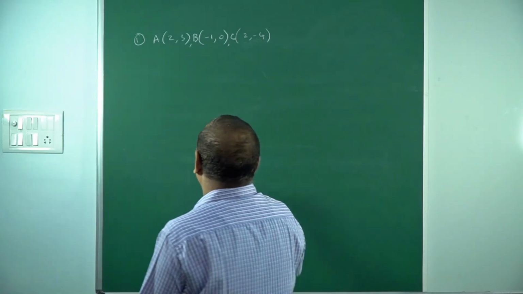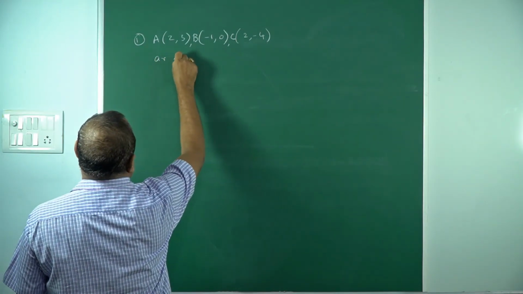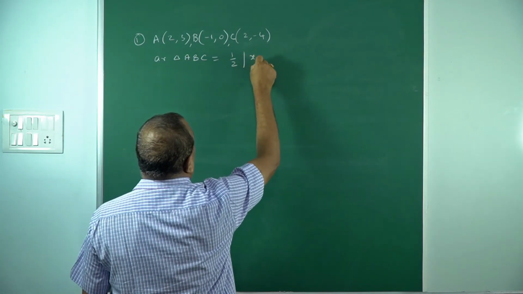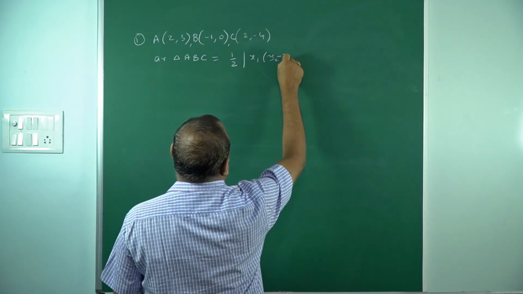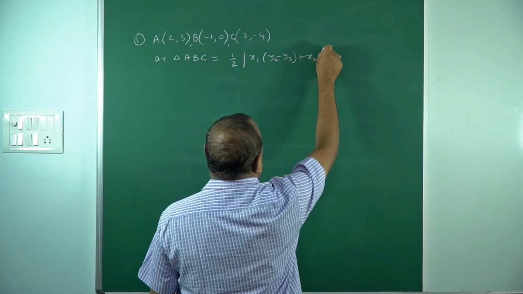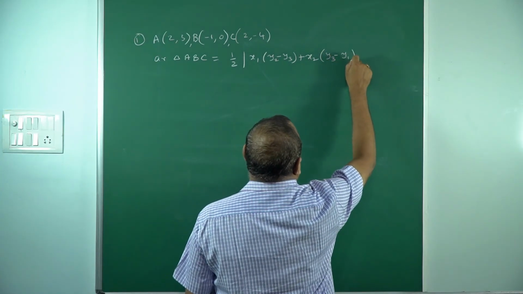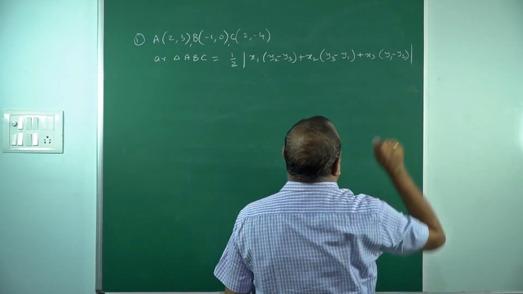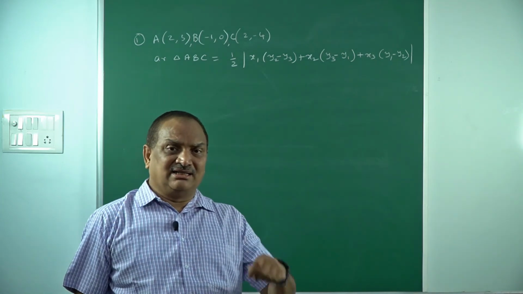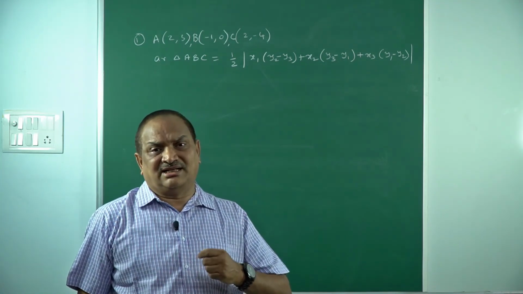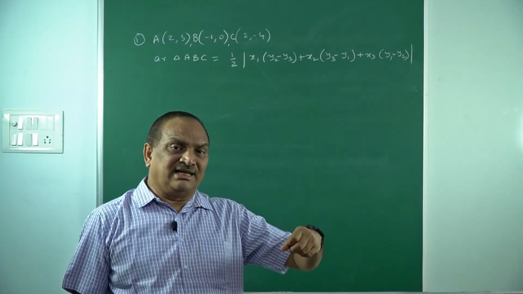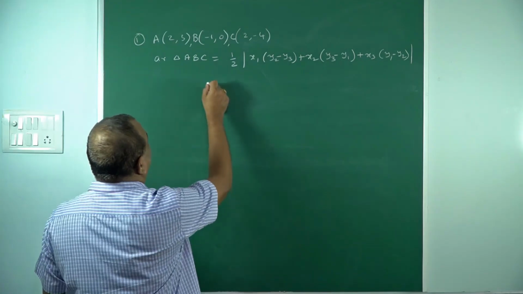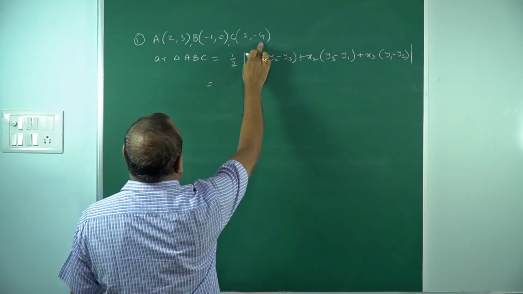Okay, fine. Now, area of triangle ABC, I write the formula: half mod x1 times (y2 minus y3) plus x2 times (y3 minus y1) plus x3 times (y1 minus y2). But the order you should not miss, of course. You can take it in the counterclockwise direction or clockwise direction, but maintain the same direction. 1, 2, 3. If you want to say, 2, 3, 1 and 3, 1, 2. Okay, that you should not miss. Just a simple substitution. x1, y1, x2, y2, x3, y3.